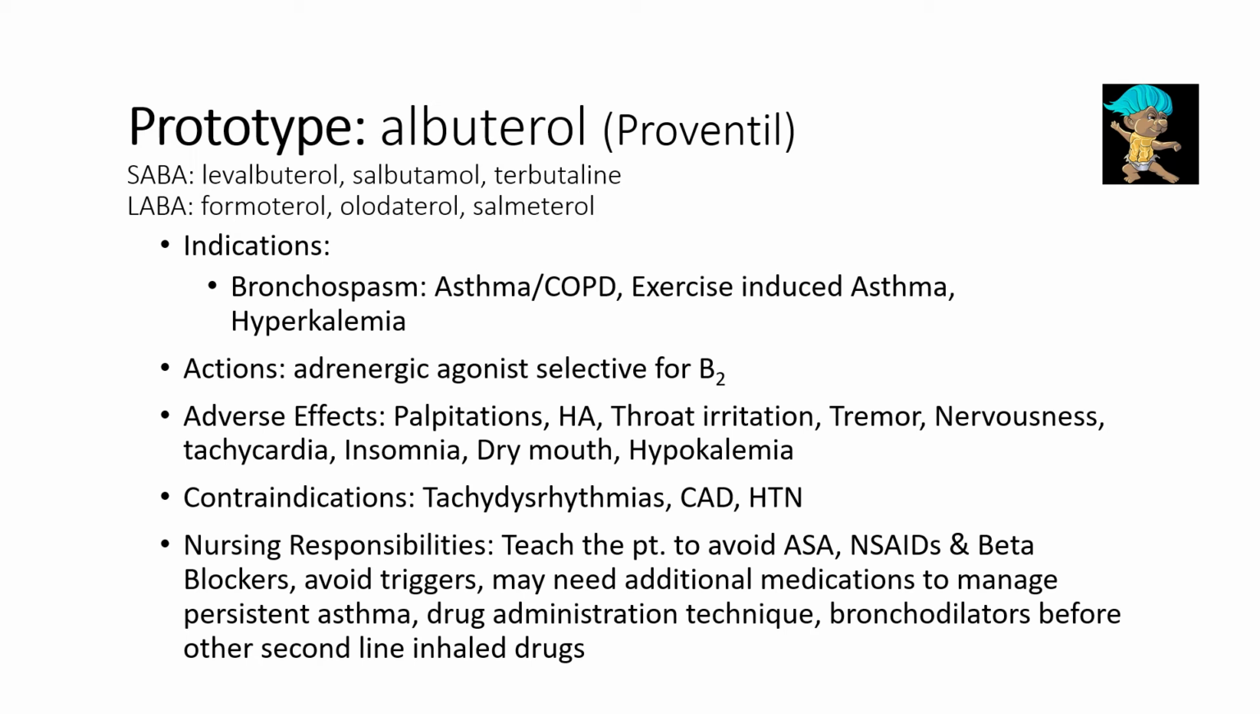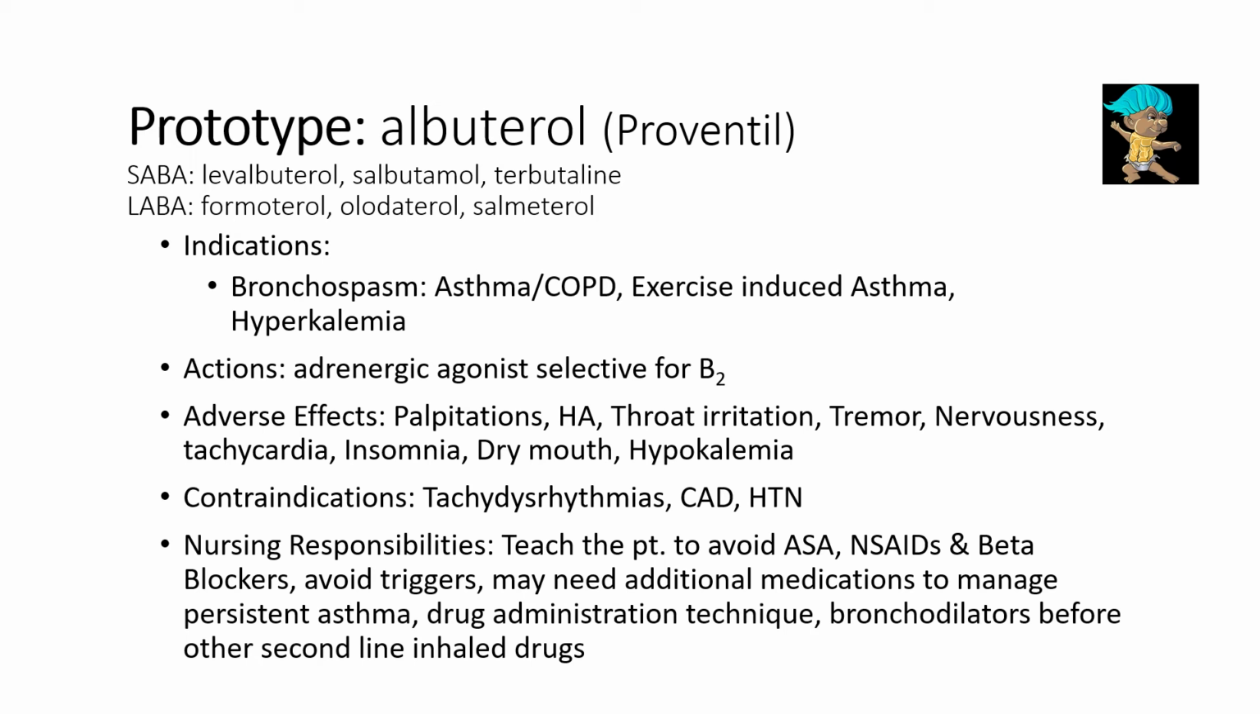Contraindications. Well, if you already have a racing heart, like a tachydysrhythmia, we may avoid giving you albuterol. If you have coronary artery disease or angina, we're going to make the heart race a bit faster. That might put more stress on the heart. And hypertension, we might avoid it in hypertension, especially if you're on large doses or very frequent dosing of it.